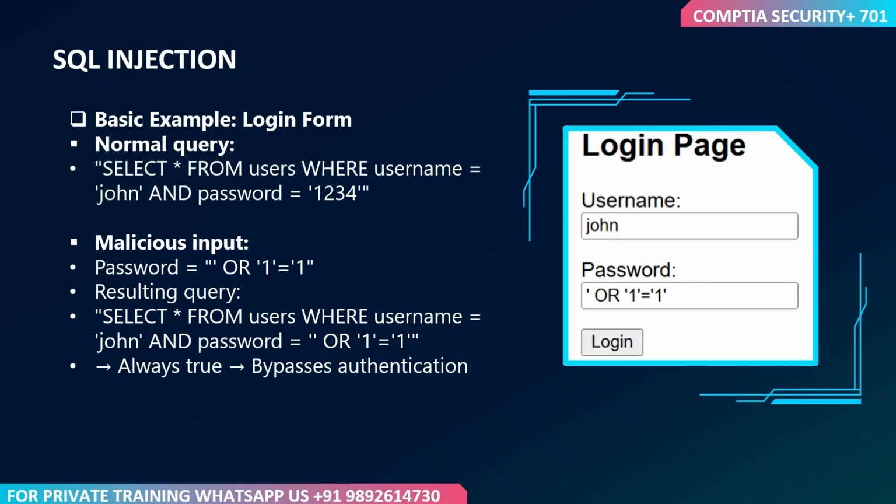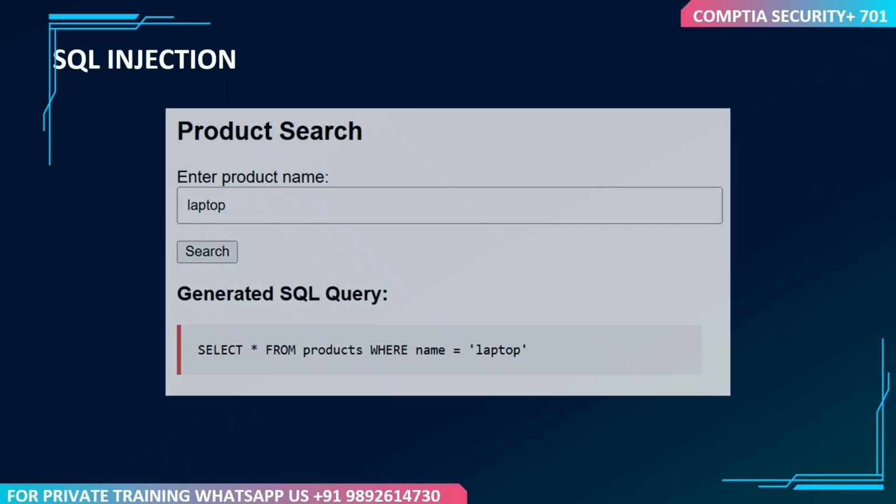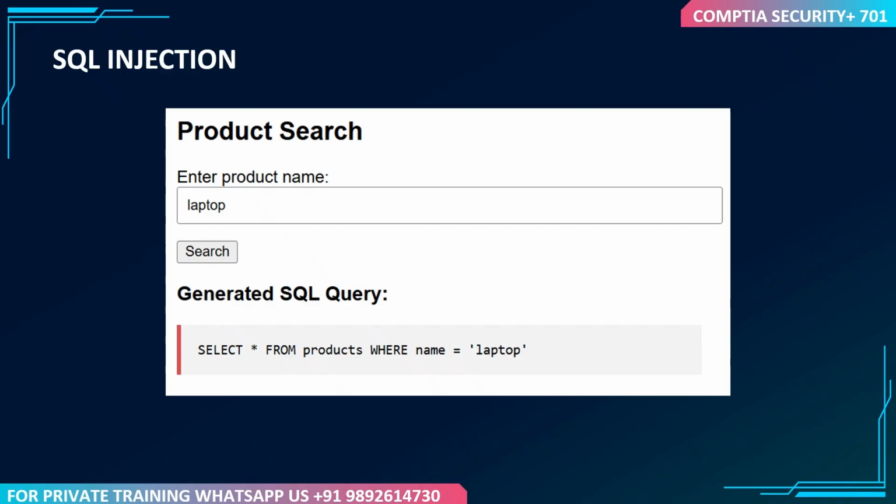Now you might be thinking, okay, but who would actually fall for this? And the scary answer is a lot of websites, especially the older ones or ones built without security in mind. SQL injection has been around for decades, and even though we have gotten better at spotting it, it still happens. In fact, some of the biggest hacks in history, like the one that exposed millions of user accounts, happened because of SQL injection. And here's another example just to drive the point home.